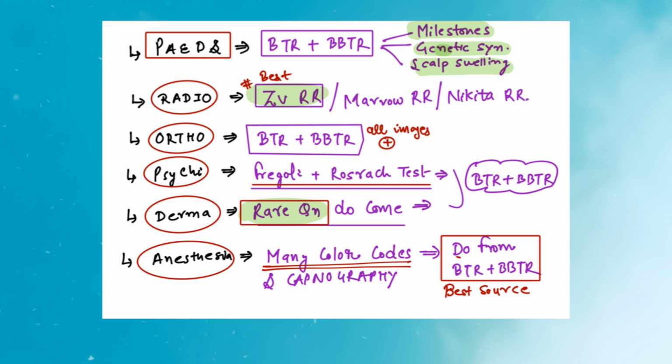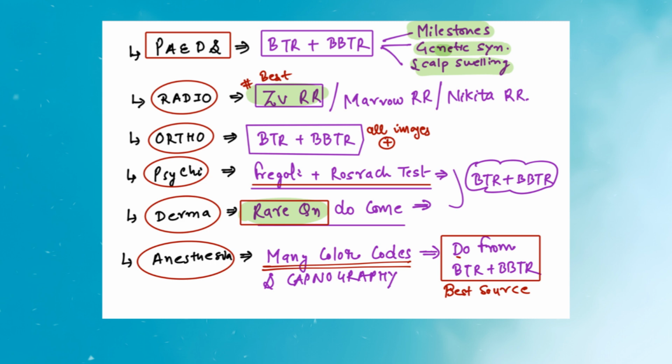The growth curve is asked from the BTR and bonus BTR only, and the milestones that are asked are also present in the BTR and bonus BTR. So no need to do a separate image-based source for the PEDS section. You will be done for your images by doing BTR and bonus BTR only. For orthopedics, you have to do the BTR and bonus BTR only.